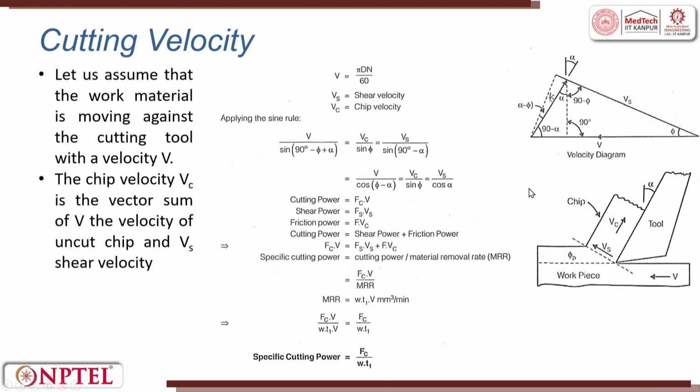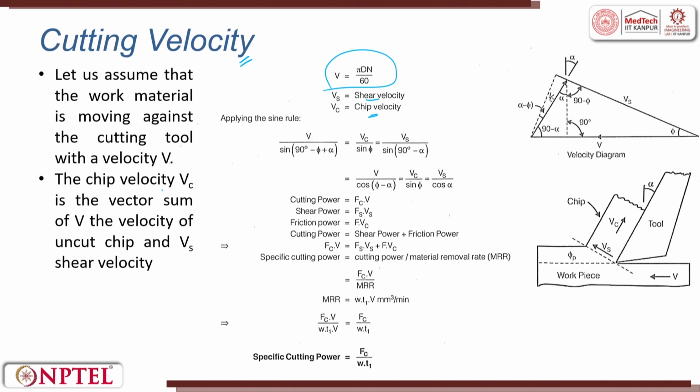Now, let us try to find out the relationship between cutting velocity and chip velocity. Cutting velocity is nothing but V. When this velocity happens along the shear plane, it is called shear velocity, and when the chip moves, it is called chip velocity. Let us assume that the work material is moving against the cutting tool with a velocity V. What is V? Pi d n divided by 60 or 1000, depending on whether it is per minute or second.